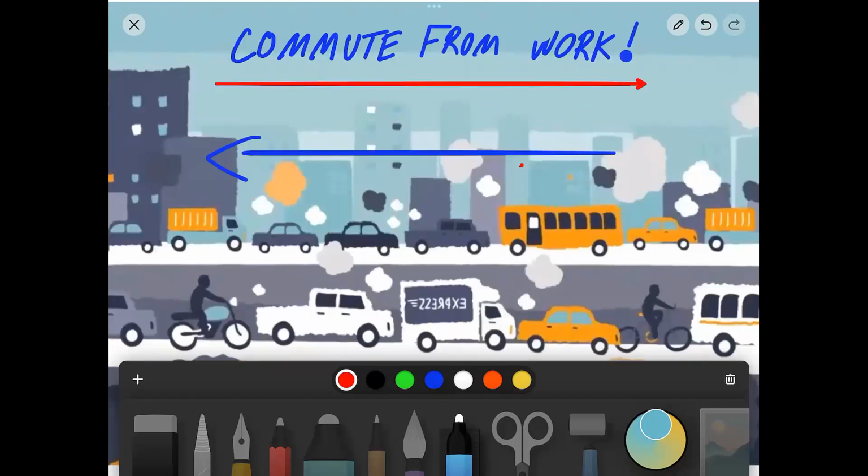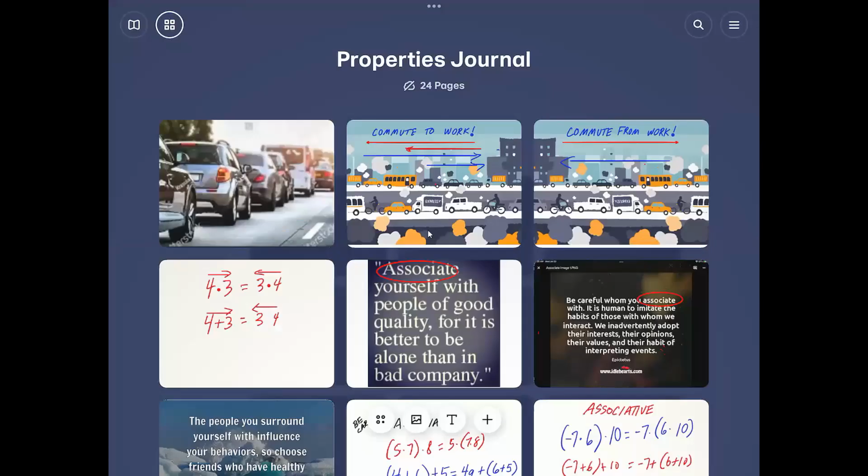And it's always busy, same image. So commuting into work, commuting home from work. It's always traffic, a lot of traffic. So that's how I remember the rule. Now, here's what it means mathematically.